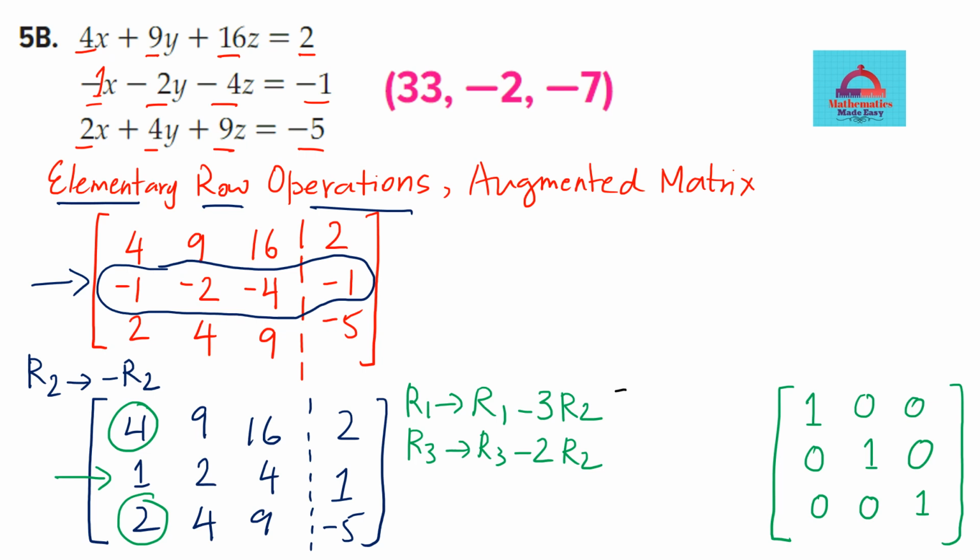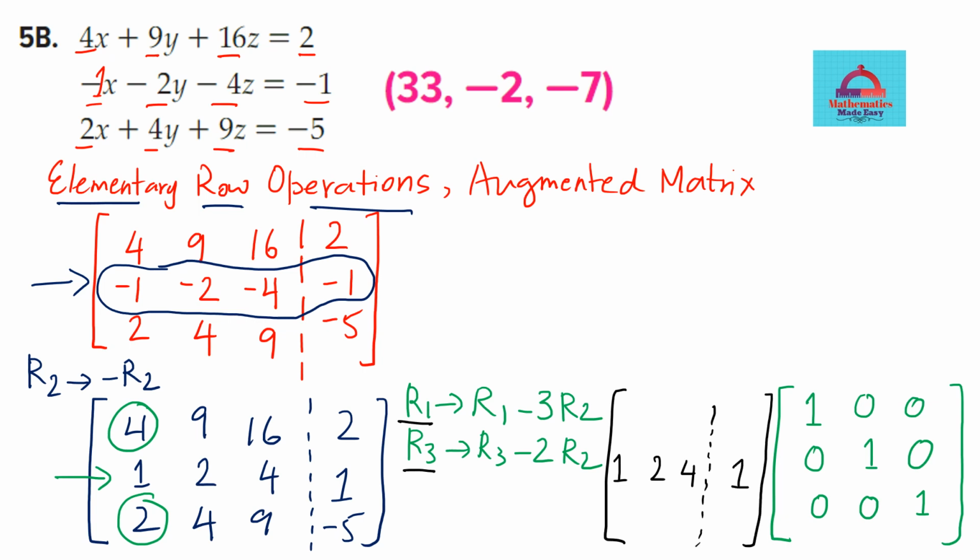Now when we do this, the result would be this matrix. I will write it here. So we are applying the operation on the first row and the third row. So the middle row will be the same, no change. 1, 2, 4, and 1. Okay, now what will change is the first and the third row.